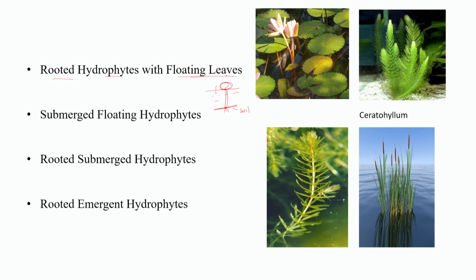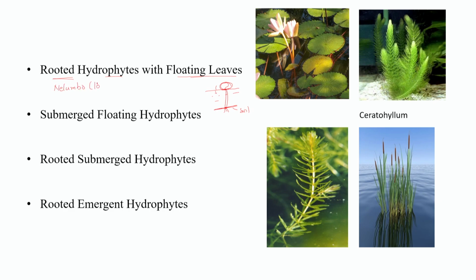So floating leaves are there, and they are rooted. They are anchored to the mud of the water body, and their leaves are generally connected with the help of petiole, which is floating, and these leaves are floating. You can see here the leaves are floating, but they are attached to the soil with the help of a long petiole.